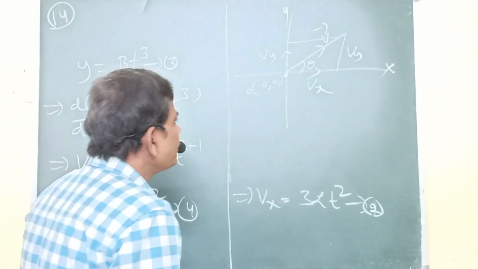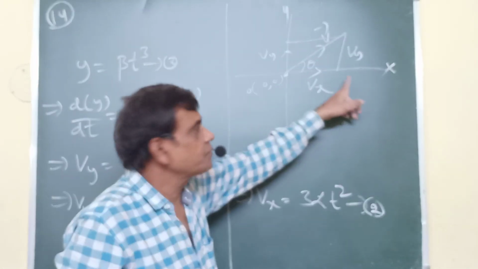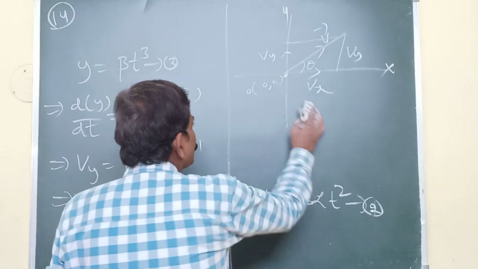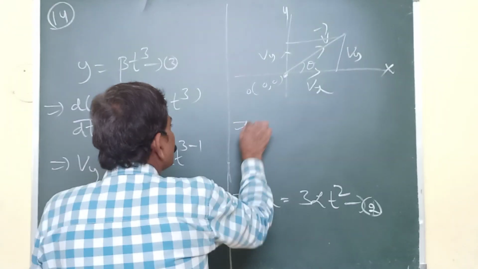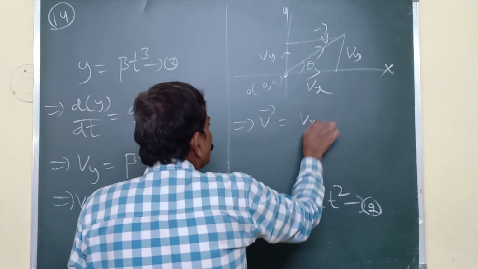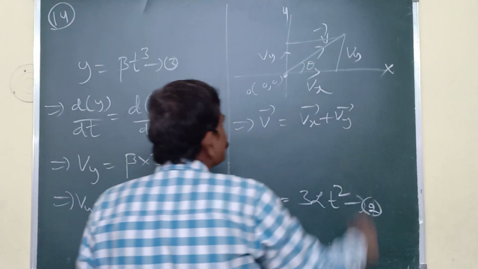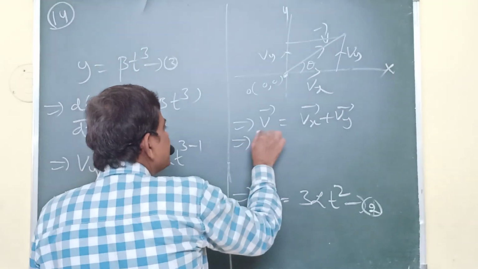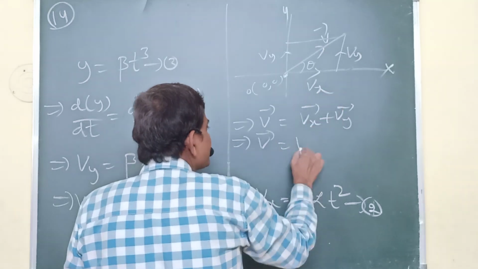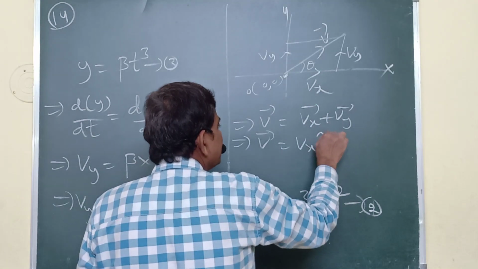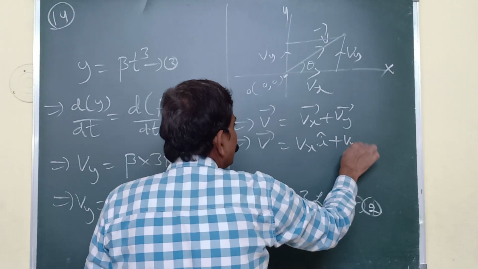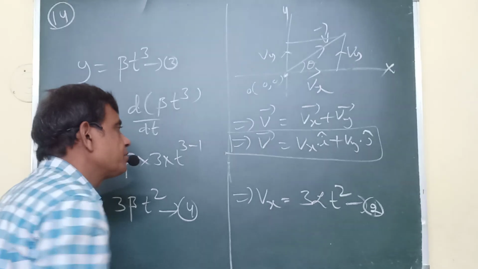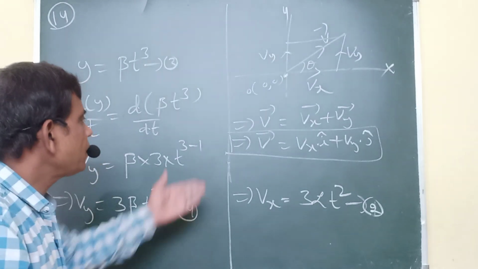Now what are we writing? Addition of vectors. Velocity vector V equals Vx vector plus Vy vector. Otherwise you write this as, Vx magnitude along x direction, I, and Vy magnitude along y direction, J. So this is my velocity vector. If you want magnitudes, apply the formula directly.